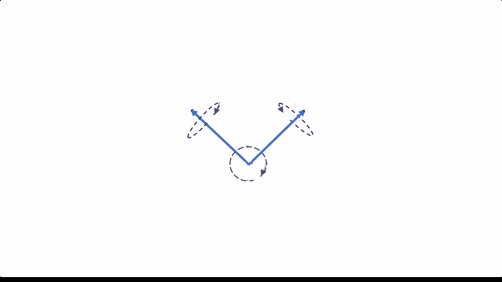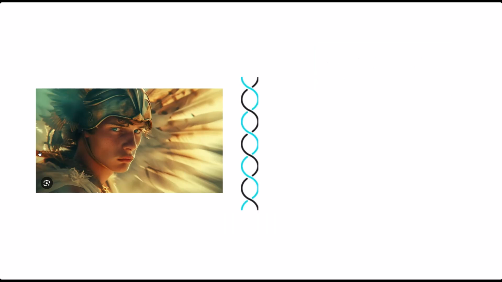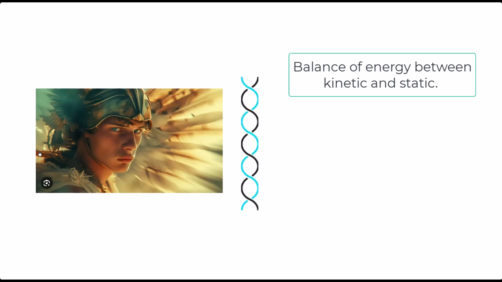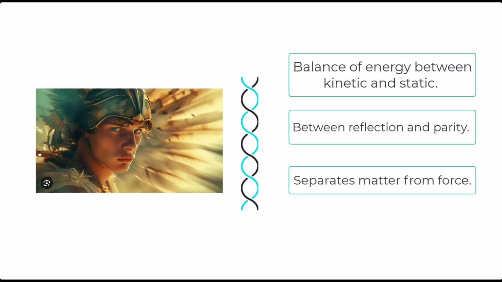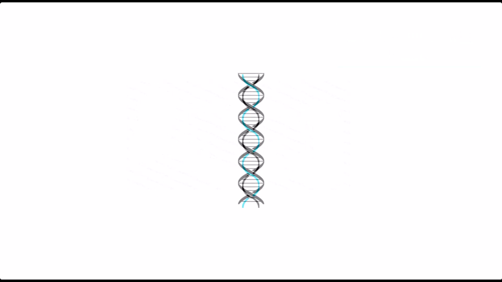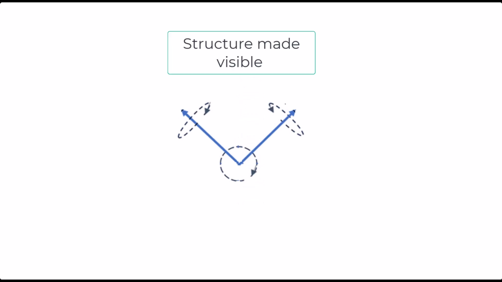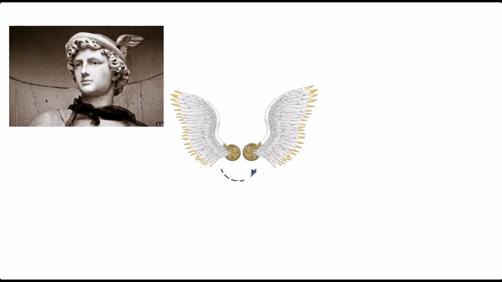His caduceus of serpents is a double helix of spin. It is a bivector that holds the balance of energy between kinetic and static, between reflection and parity, and separates matter from force. The bivector is the origin of our hands and the double helix of life. This is not quantum mysticism. It is real structure made visible, a path between the classical and the quantum worlds. And Hermes, as always, holds the key.